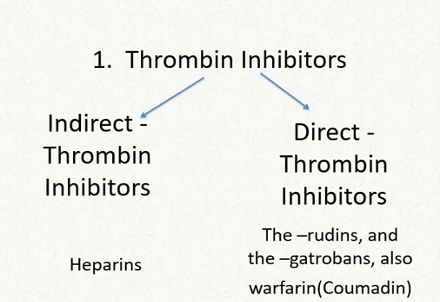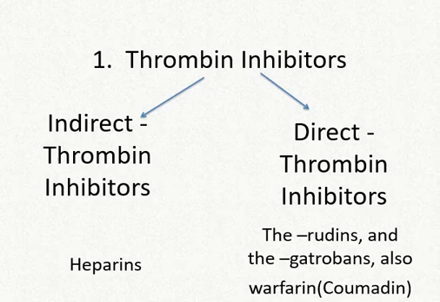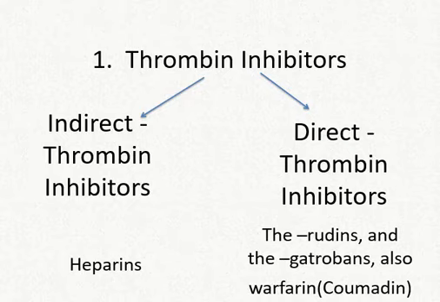We'll talk about those another day. So let's talk about the first class of drugs called thrombin inhibitors. Remember, thrombin was factor 2A. These drugs can be further subdivided into your heparin molecules, which are basically both direct and indirect thrombin inhibitors, and you'll see why in a minute, as well as your traditional direct thrombin inhibitors: warfarin, the rudins, and the gatrabans. Obviously, thrombin is a key, essential player in a lot of these coagulation cascade targets, and you're going to see how that is mechanistically, piece by piece.